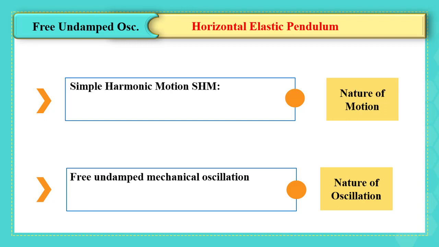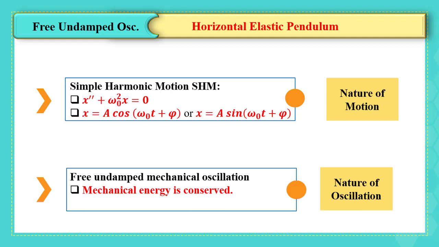Remember, we have taken before about simple harmonic motion, and we said that it is defined if the differential equation is of the form x double prime plus omega 0 squared x equals 0, and x equals a cosine(omega 0 t plus phi) or a sine(omega 0 t plus phi). For a free undamped mechanical oscillation, we said that mechanical energy is conserved and there are no non-conservative forces.